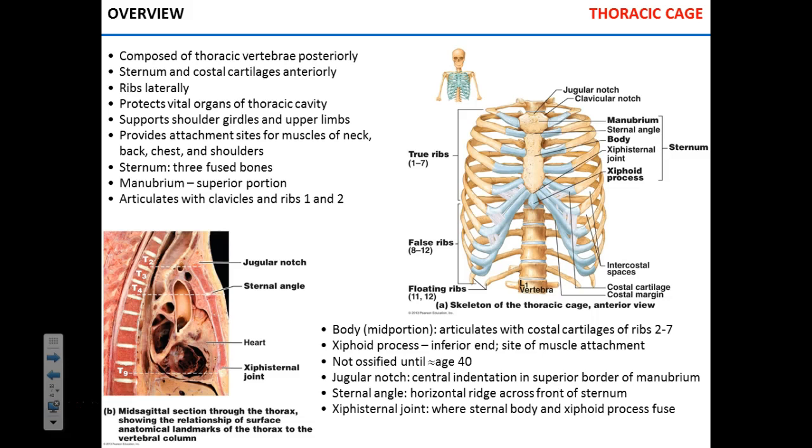Thoracic cage. If we don't finish anatomy, that's fine. Thoracic cage. How many ribs do we have?